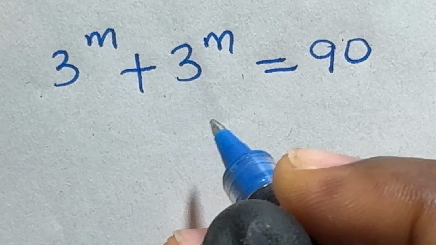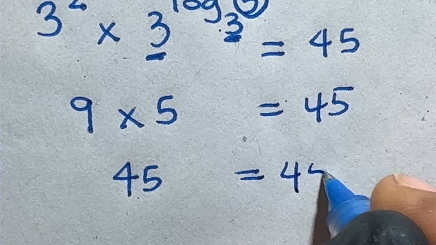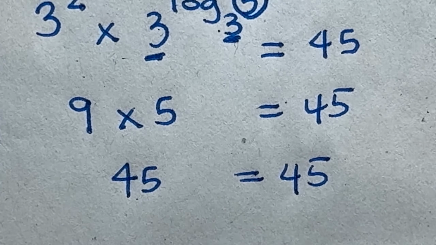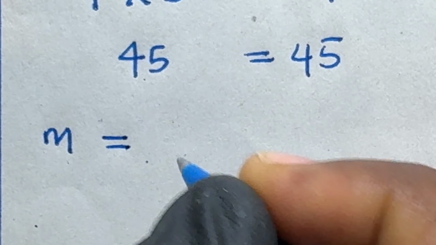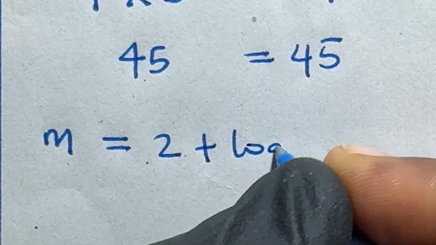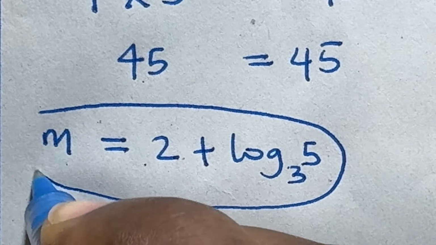It's a law of logarithm that once the base here is exactly the same as the base here, the result is whatever you have here. It means here we now have 9 times 5 equal to 45. And if you go ahead and multiply 9 times 5, of course, it definitely gives you 45, which means that 45 is equal to 45, meaning that our solution of m equal to 2 plus log 5 base 3 is actually correct.